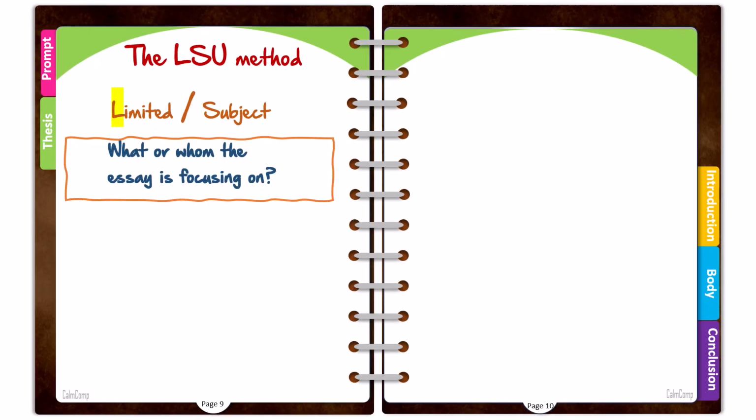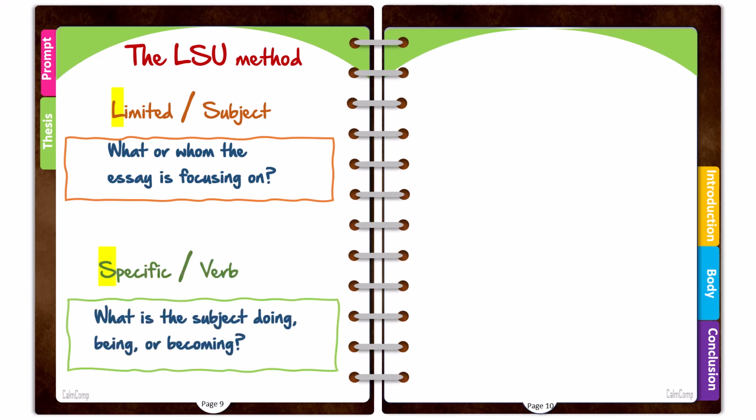The L in LSU is limited. It focuses on the subject and makes sure that the subject of the thesis statement is well defined and not too broad. If the limited were to answer a question about the thesis statement, it would answer, what or whom is the essay focusing on?